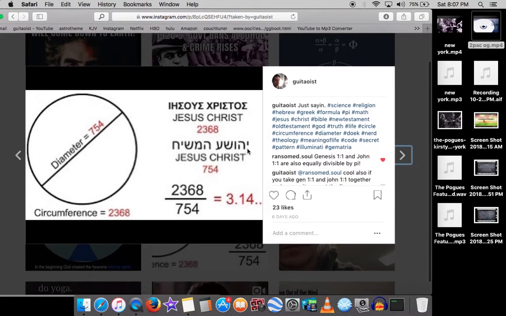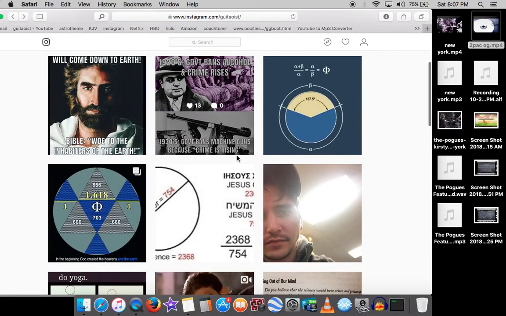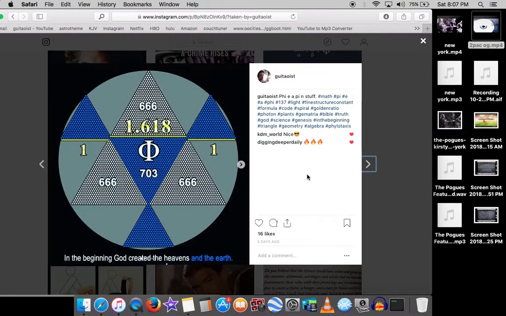And in Hebrew, Yehoshua HaMashiach, which is Jesus Christ, these should actually be switched because Hebrew is right to left, Jesus and Christ. That gematria is 754. So, of course, take 2368 over 754 and you get 3.14, which, of course, is pi, which implies that if the circumference of a circle is 2368, its diameter would be 754. So if the circumference of a circle was Jesus Christ in Greek, the diameter of that same circle would be Jesus Christ in Hebrew. Okay? Just let that sink in for 2 seconds of your miserable life.